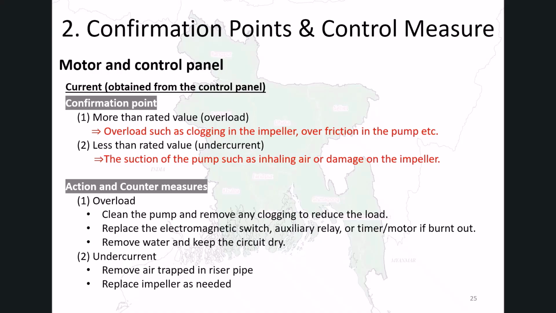If any components such as the electromagnetic switch, auxiliary relay, or timer motor are burnt out, replace them immediately. Also ensure that any water in the circuit is removed and the circuit is kept dry. If the current is lower than the rated value, the pump may be airbound or the impeller may be damaged. So, in this case, remove any air trapped in the pipes and replace the impeller if it is damaged.